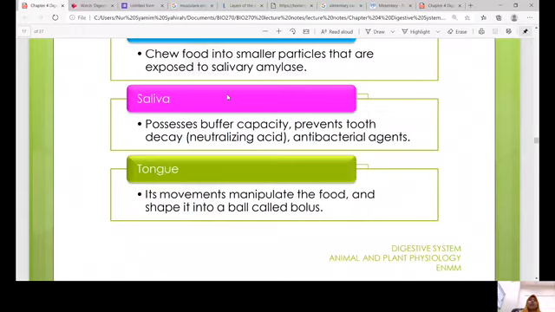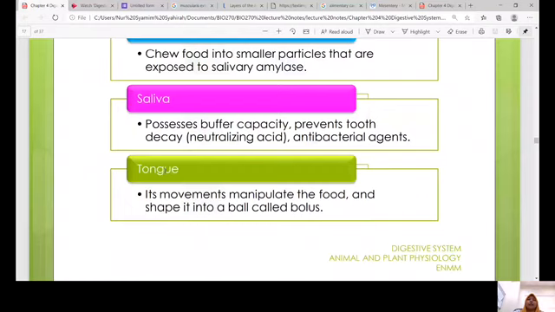So why does saliva keep your mouth pH near to neutral? To prevent tooth decay, by neutralizing the acid, and it also has antibacterial agents, so that for any food that enters our mouth, we have the first protection, which is our saliva containing antibacterial agents. So saliva, besides having the amylase property to digest carbohydrate, also possesses the buffer capacity.